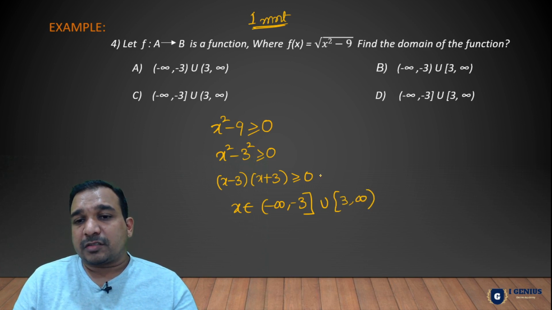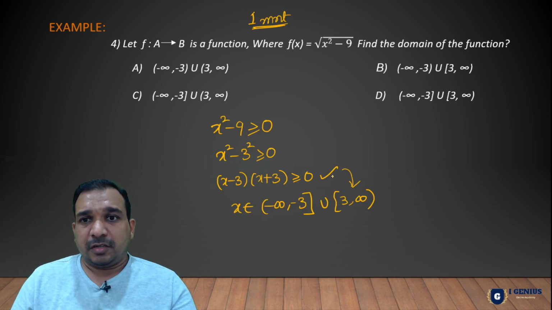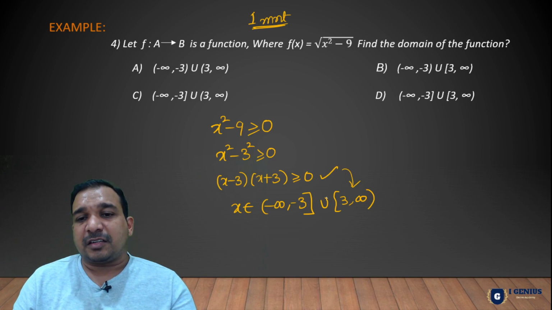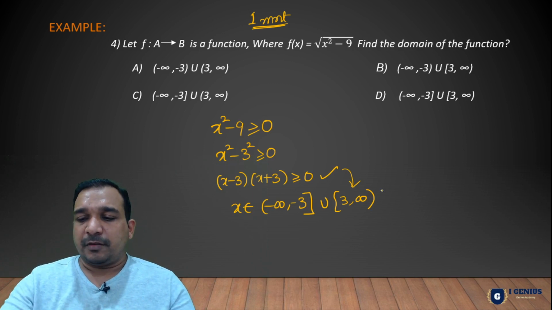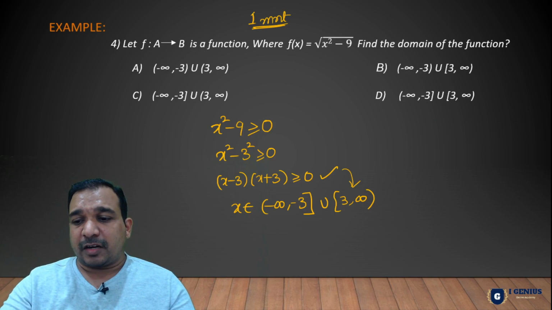Sir, how did we get this? From here to here, how did we get it? This is called the wavy curve method. We should know the wavy curve method, then only we can write the answer directly, from minus infinity to minus 3 union 3 to infinity. Okay. So this is about the fourth question. Then let me explain what that wavy curve is.